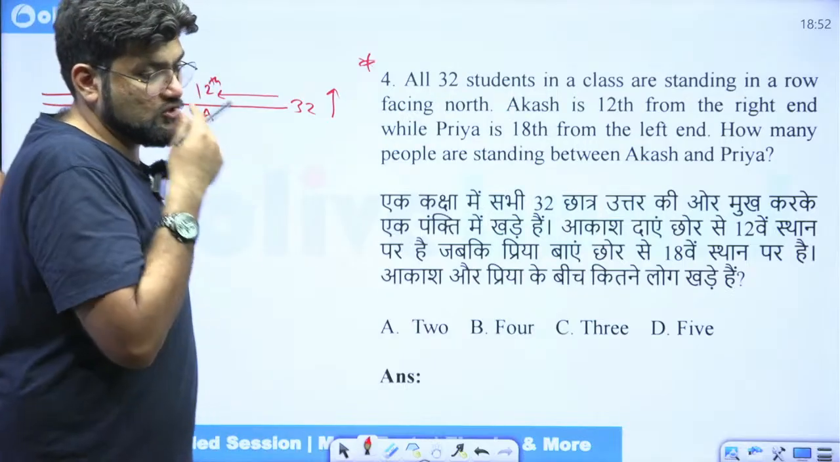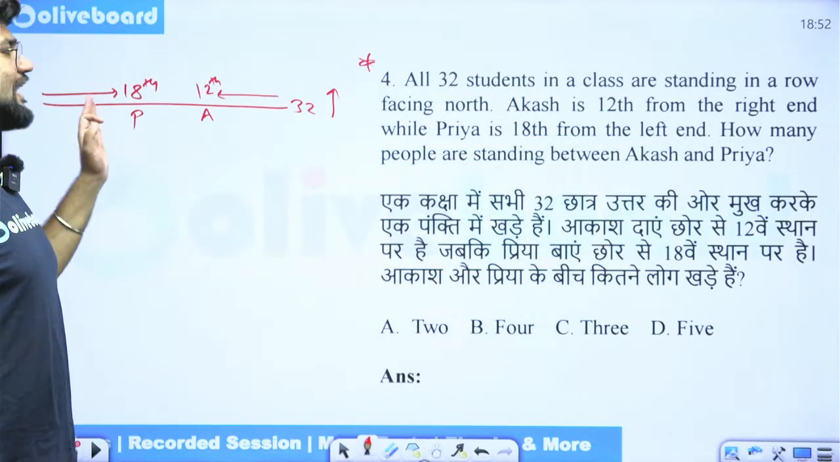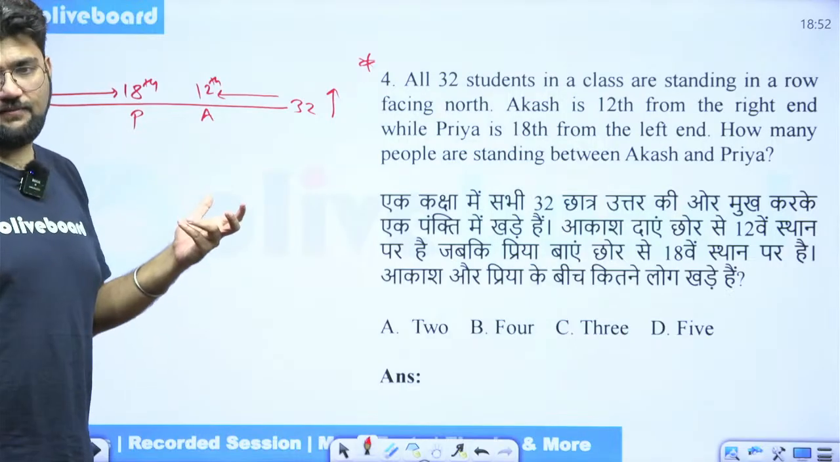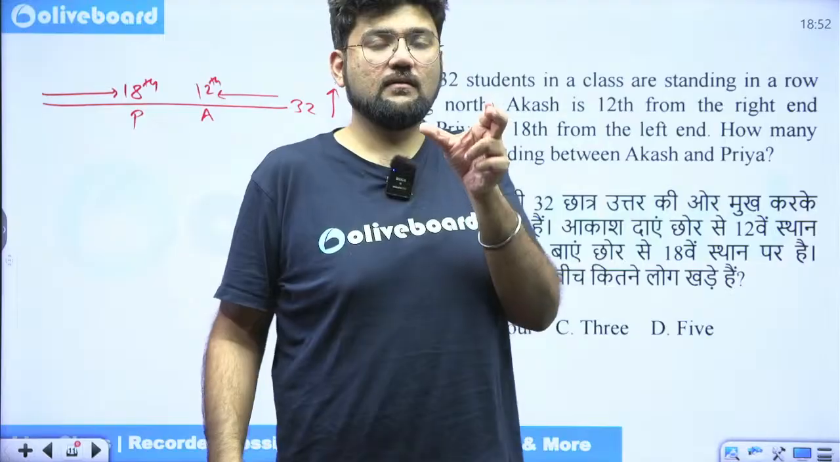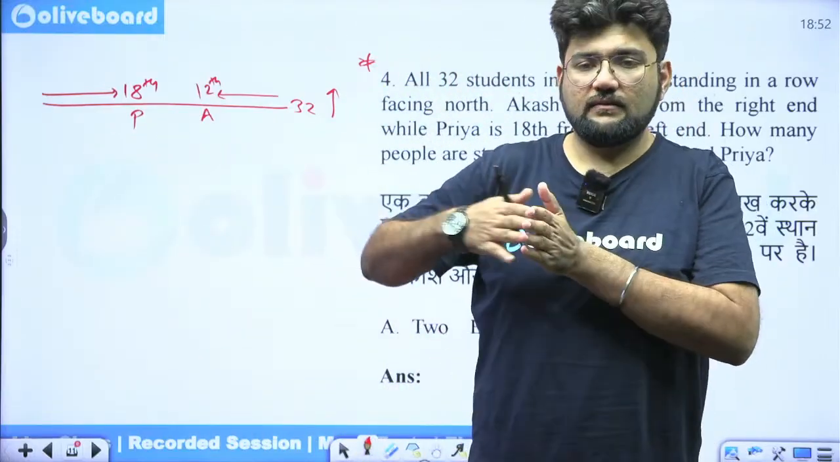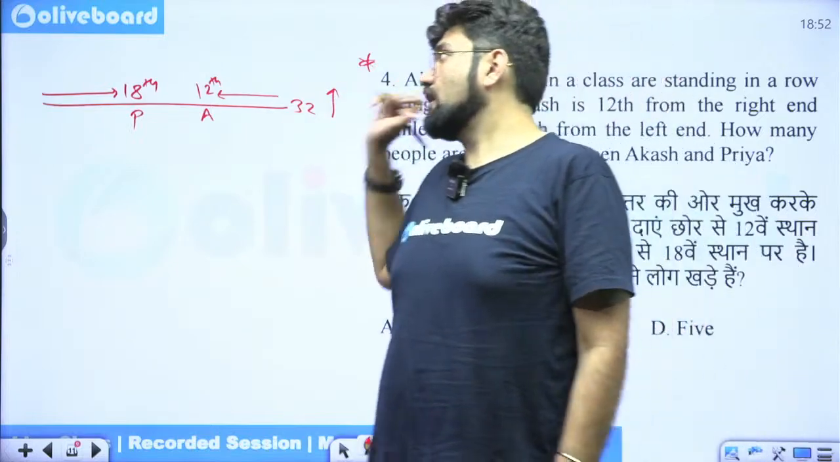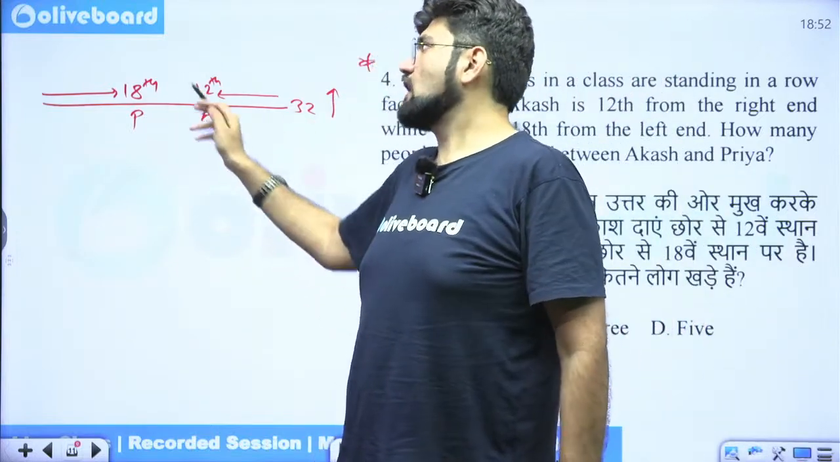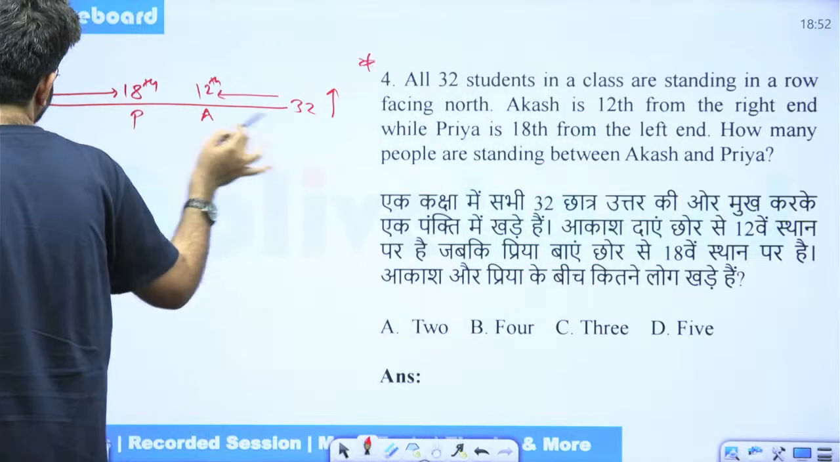How to solve this question from that formula which I have talked to you about? You can find out the rank of any one person from the other side. Basically, to find out how many people are sitting between two people, you need to have the ranks of both people from one end. That is how you can subtract and find out. Otherwise you can't. Either you find Priya's rank from here or Akash's rank from here. That choice is yours. Let's find out Priya's rank from the other side.